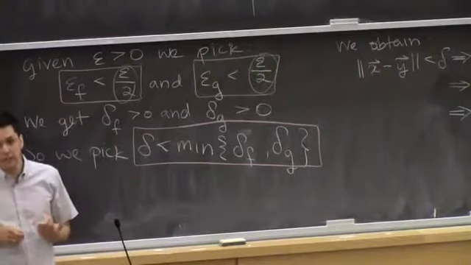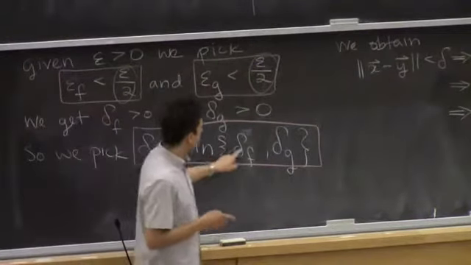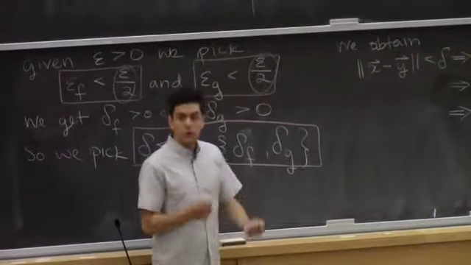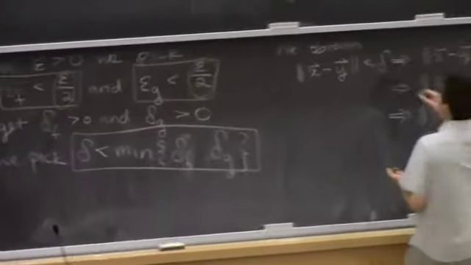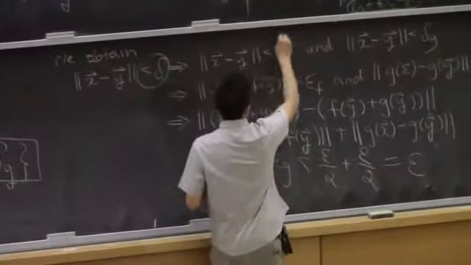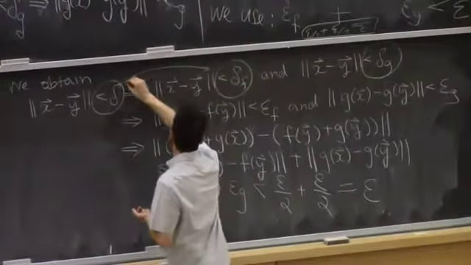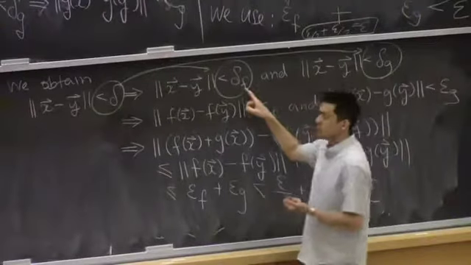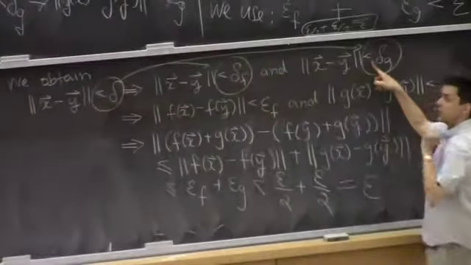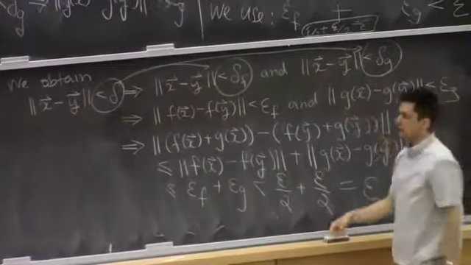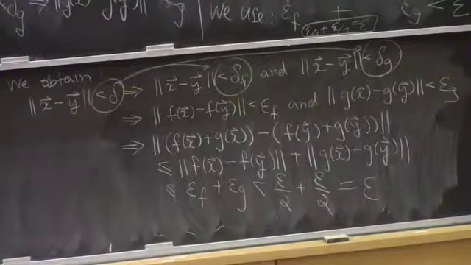Yes, yeah, it works if you set it equal to the minimum. The reason I pick the minimum of these two numbers is that I want both of them to happen. Right? If I have this one delta, then I want to know that I'm smaller than both of these two numbers. I want to know that I'm less than delta f, and I want to know that I'm less than delta g. So I pick the minimum of the two. Yeah? Then I'm smaller than both.